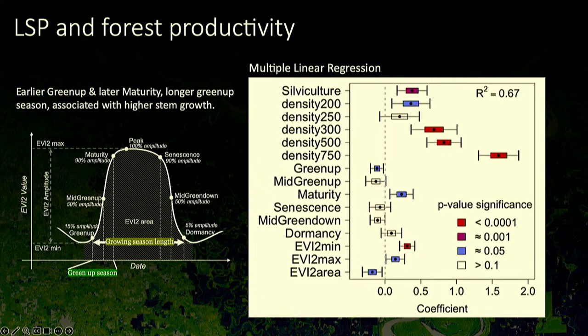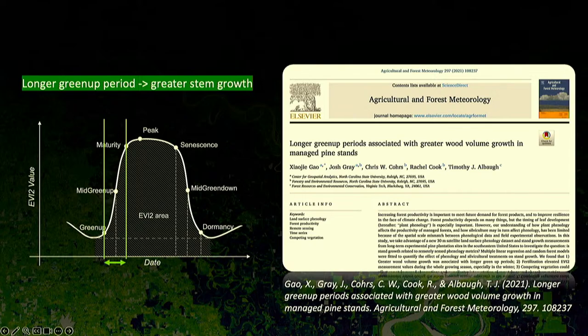More interestingly, because we're looking at phenology, the green-up coefficient shows up, saying that earlier green-up is associated with higher volume growth. And maturity says that if you have later maturity, you will have higher volume growth. So combining them, let's look at this curve. Green-up is here, maturity is here. We call this the green-up season. So we say, if you have a longer green-up season, this is associated with higher volume growth. We published this paper in Agricultural and Forest Meteorology, and the main takeaway is pretty simple: a longer green-up period is associated with greater volume growth.